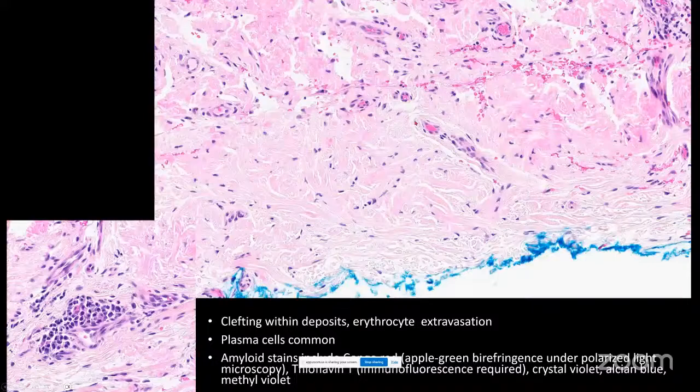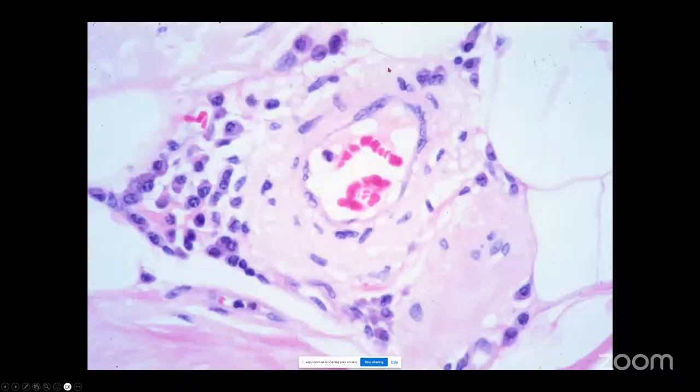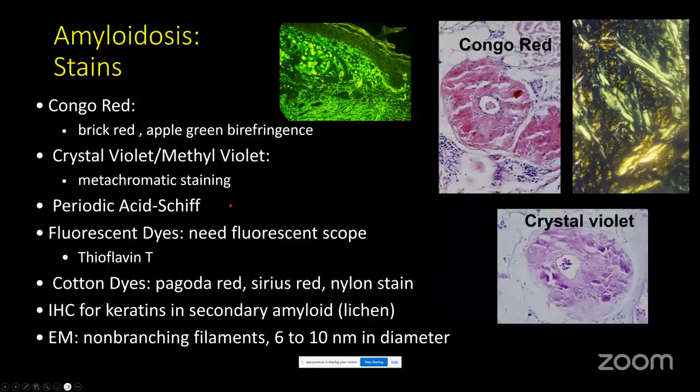Again, the hemorrhage is common. It's not uncommon to see plasma cells, especially with the nodular primary cutaneous. You often will have plasma cells. Sometimes they can actually show monotypic staining. Just another example, smooth deposition compared to the surrounding collagen bundles, hemorrhage, cracks. And then this is in the fat showing perivascular amyloid deposition with plasma cells, a common presentation.